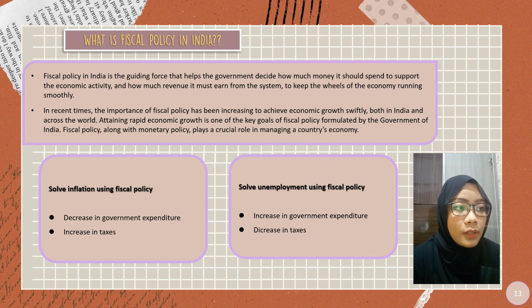Attaining rapid economic growth is one of the key goals of fiscal policy formulated by the Government of India. Fiscal policy, along with monetary policy, plays a crucial role in managing a country's economy. India uses fiscal policy to solve inflation by decreasing government expenditure and increasing taxes, while to solve unemployment, they use fiscal policy by increasing government expenditure and decreasing taxes.